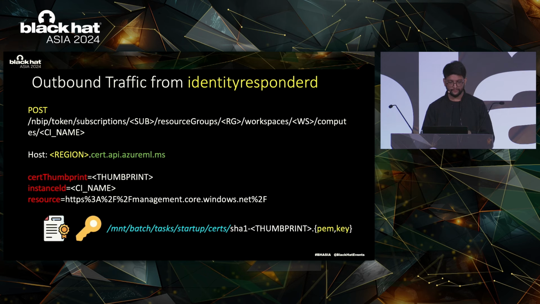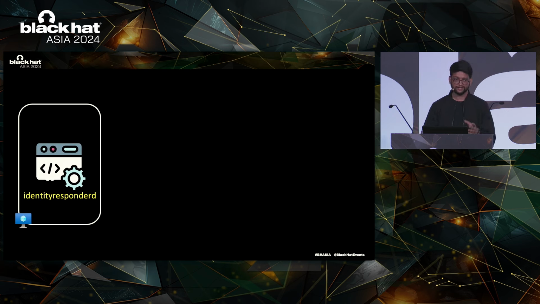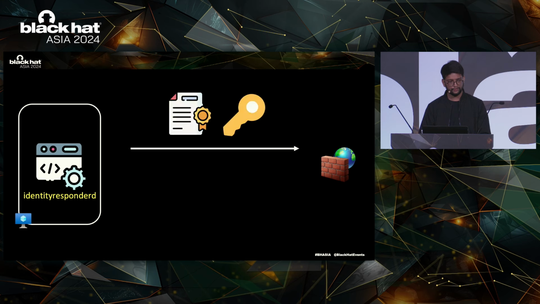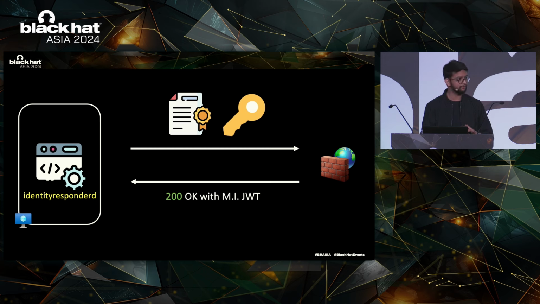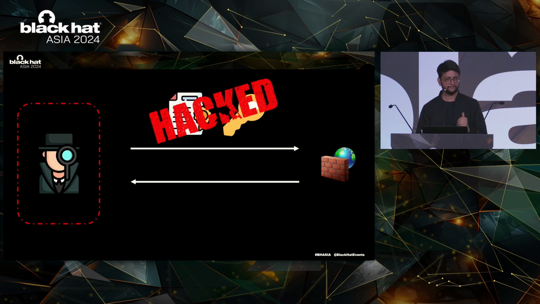And to talk to this endpoint, we need a pair of certificate and a private key from this hard-coded path on all compute instances that you will ever create. So overall, we have this compute instance, which contains a binary, that is identity responder daemon. Remember that this is a closed source binary. We don't have any public code available for this. It talks to a public endpoint using a pair of certificate and a private key, and in the response, the managed identity JWTs can be fetched and used from the compute instance.